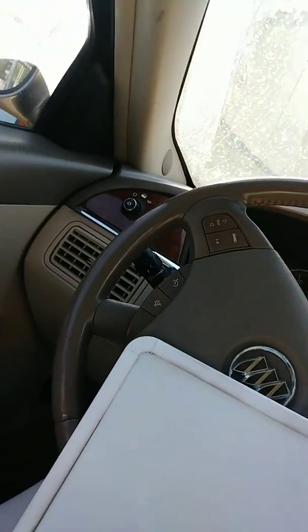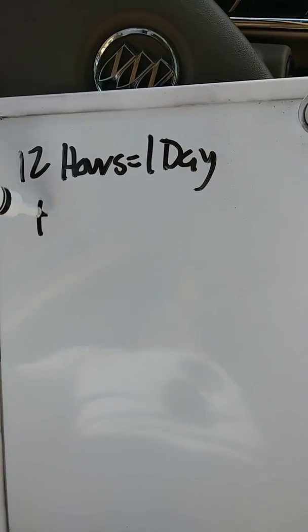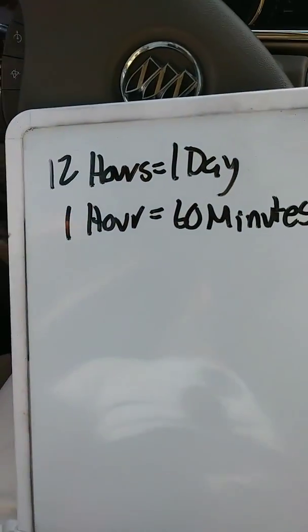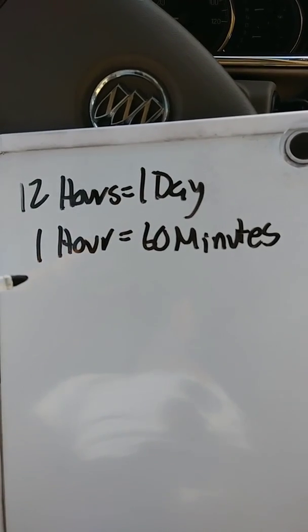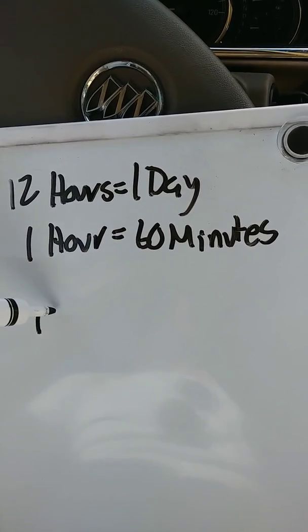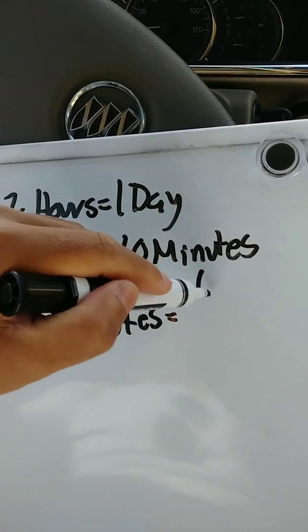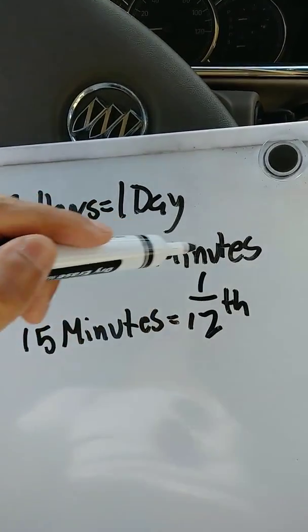Now, it should also be noted that when it comes to the number of hours in a day, remember Jesus said in John 11:9 that there are 12 hours in a day. 12 hours equals 1 day. Okay? And we already know that 1 hour is equal to 60 minutes. Okay? So that means that 15 minutes is equal to 1/12 of the day.